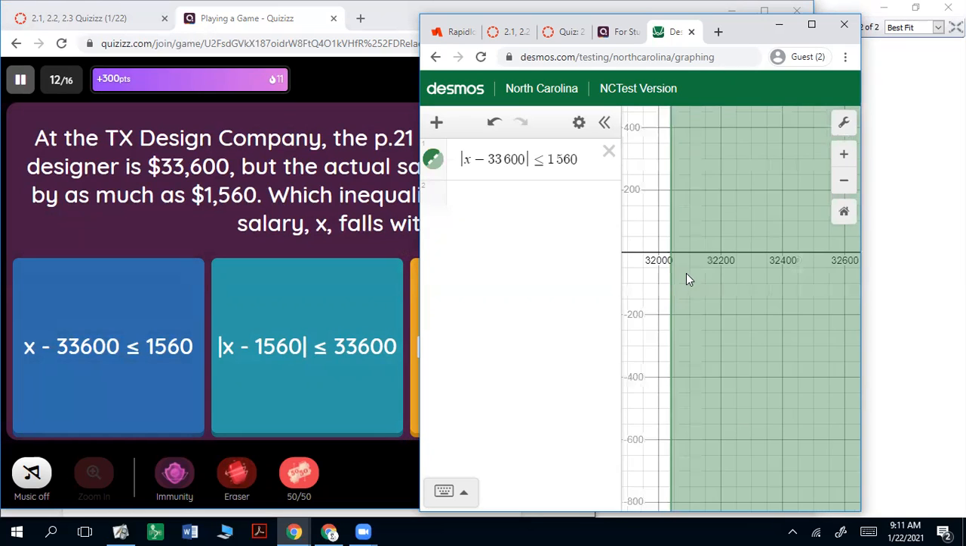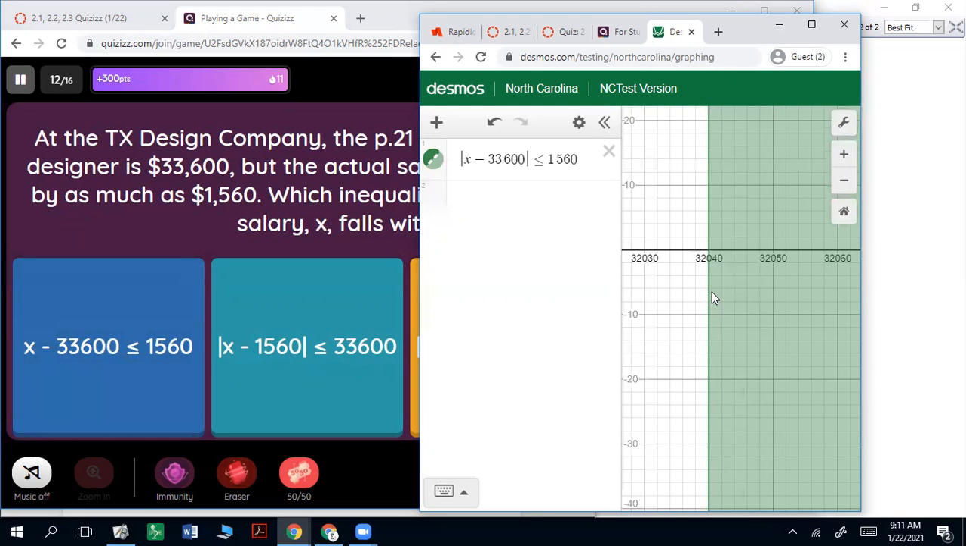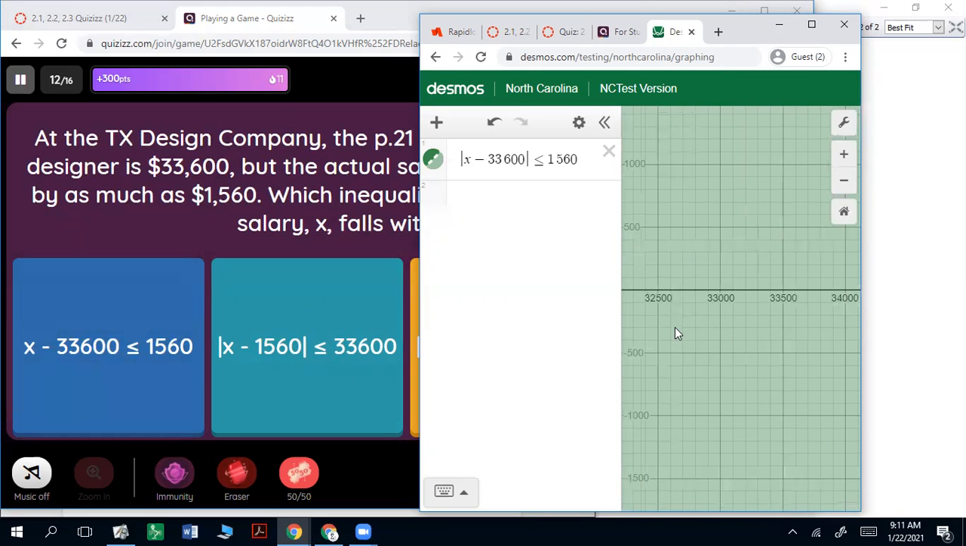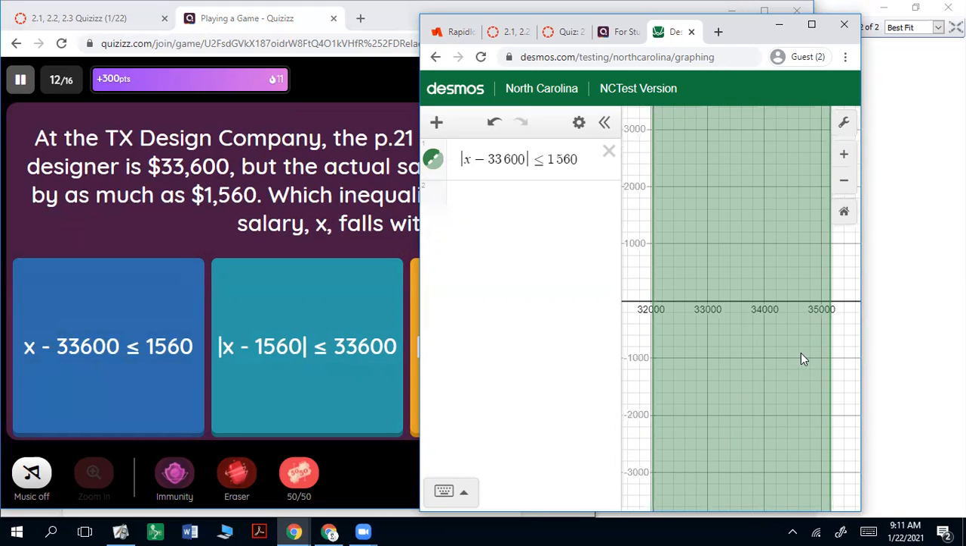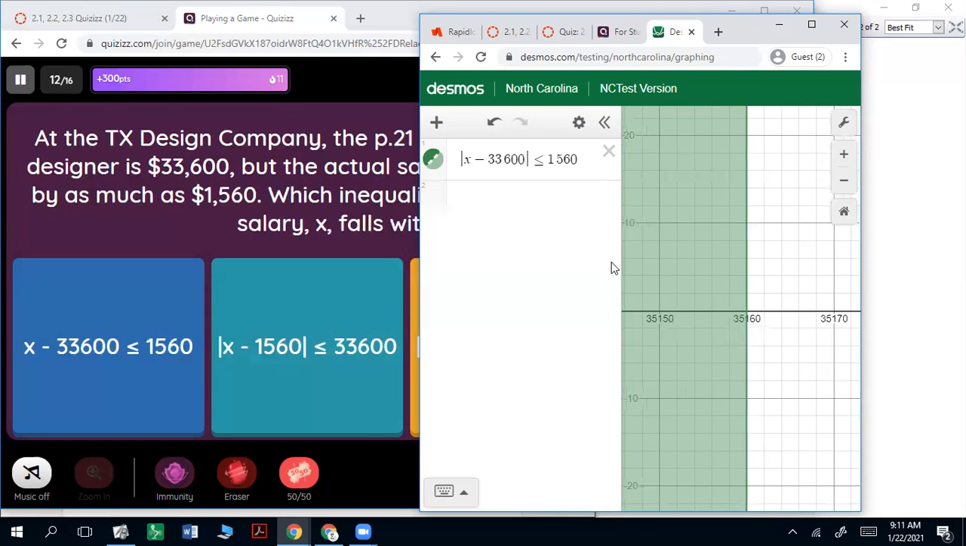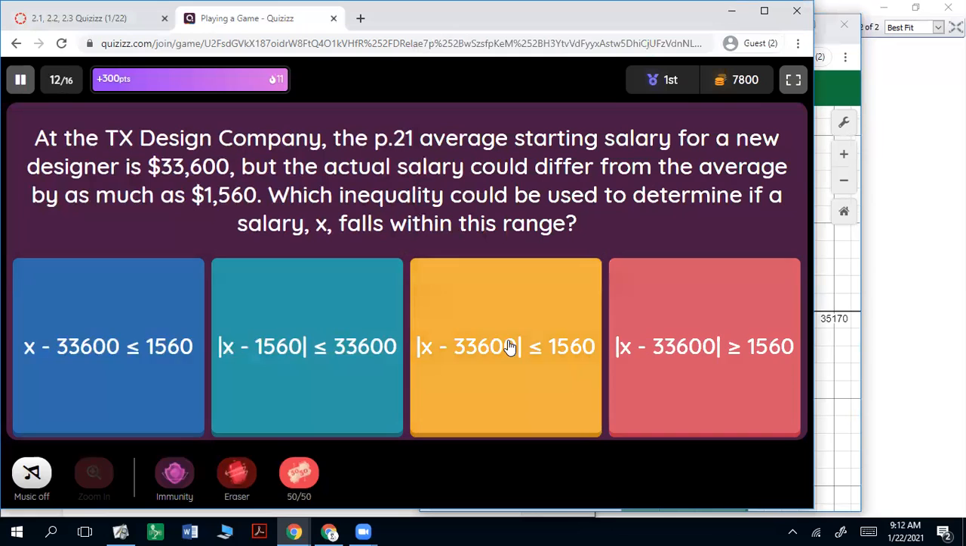So they can be as low as 32,040 and as high as 35,160. And you can get those numbers by doing 33,600 minus 1560. There's your 32,040. And you can do 33,600 plus 1560. And there's your 35,160. So you can see the low end and the high end there. So we know that this is going to be your correct inequality.